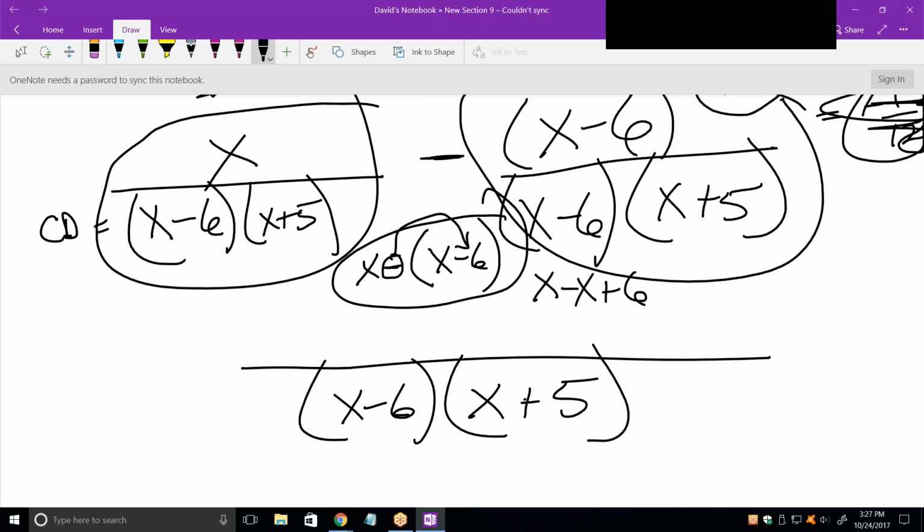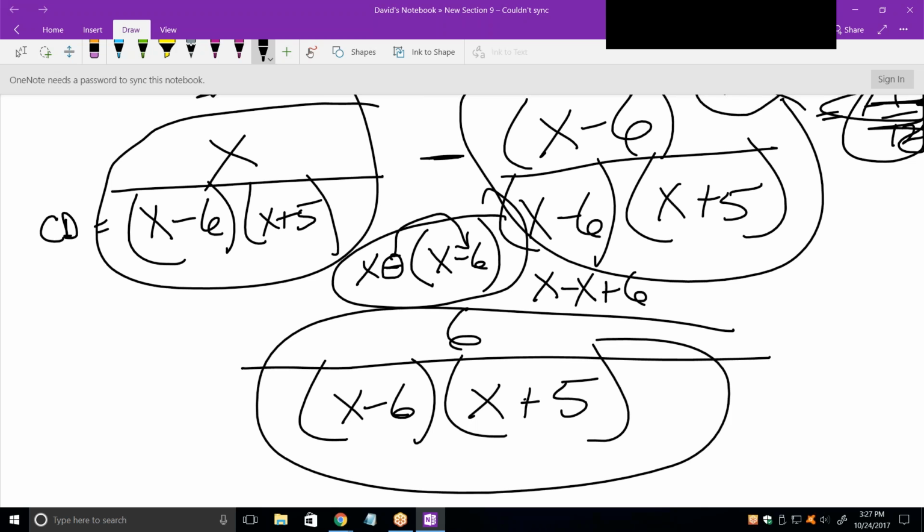Okay. What's x minus x? Not 0. So the only thing left is a 6. There's your answer, and that's what you want to put as your answer. You do not want to multiply the bottom together. Factored answers are better than non-factored answers.